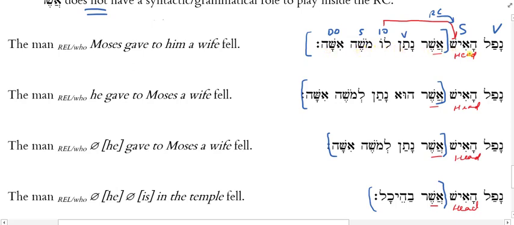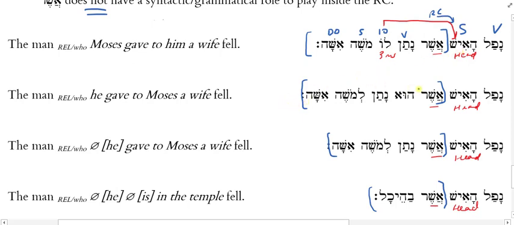You see, in relative clauses, there's always a head, and the head always has an internal function inside the relative clause, usually via an explicit resumptive pronoun. And here it's the 3ms pronoun on the lamed, to him. To who? Well, the him refers to the man. All right, let's take a look at another sentence.